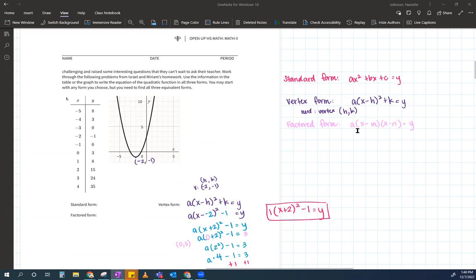So factored form looks like this, right? Does anybody remember what m and n are? If it's factored form, what are m and n called? Nope. m and n are your x-intercepts. Remember when we would solve for 0 and then we could find our factors by looking at our intercepts? Do you guys all see our intercepts right there? So the first thing I need to find out is what are my x-intercepts?